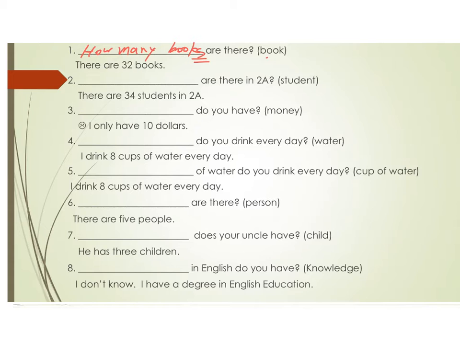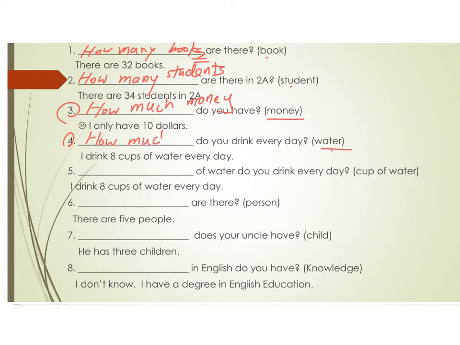Number 2. Student. Yep, we should use how many. How many students are there? Number 3. Money. How much? Yeah, money is an uncountable noun. Number 4. Water. How much water do you drink?